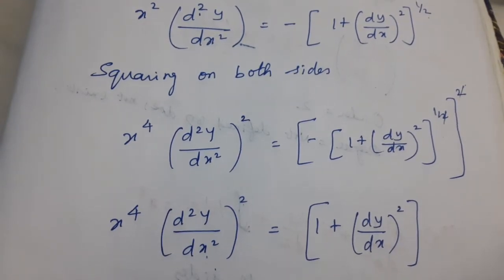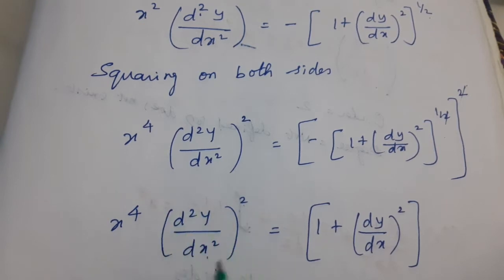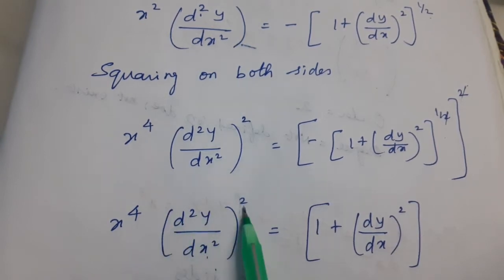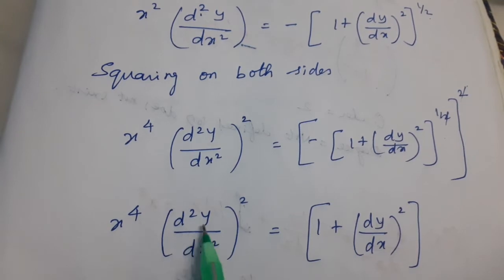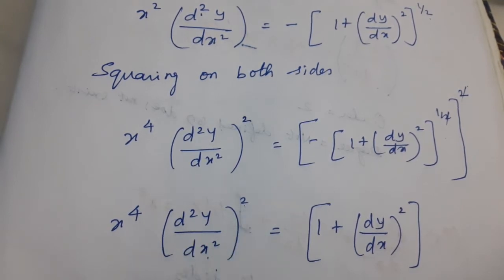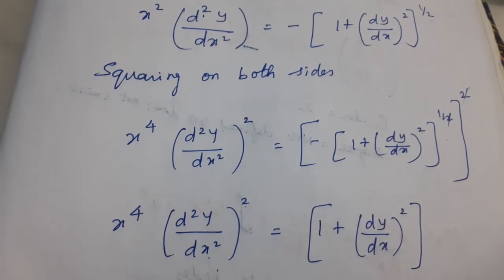What is the order? Order is 2. This is the second order derivative, and its power is 2. Therefore order is 2, second order derivative. What is the degree? Degree also 2. Order also 2. The whole power term is nothing but the degree.